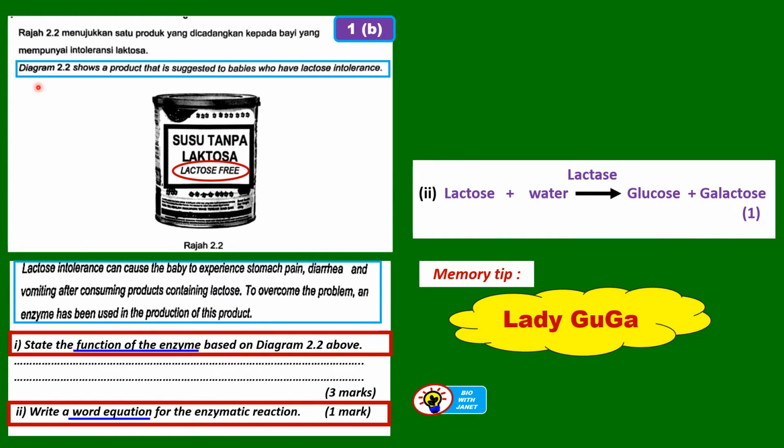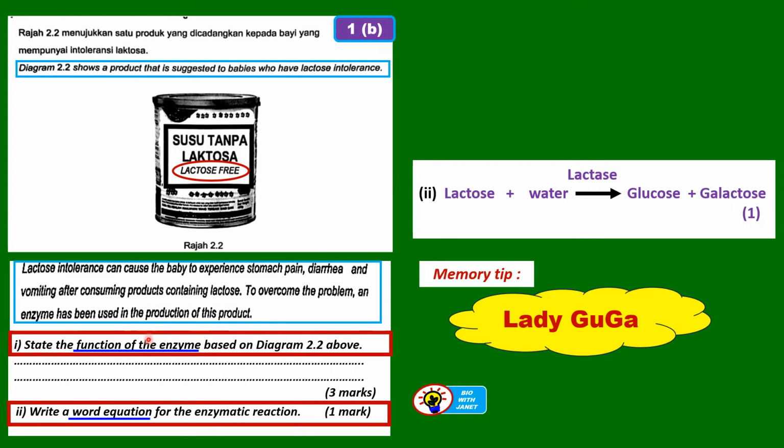Now, second question, second part. Diagram 2.2 shows a product that is suggested to babies who have lactose intolerance. Okay, so lactose-free milk. So lactose intolerance can cause the baby to experience stomach pain, diarrhea, and vomiting after consuming the products containing lactose. To overcome the problem, an enzyme has been used in the production of this product to make it lactose-free, right? So state the function of the enzyme based on 2.2 above. Right, state the function of the enzyme.